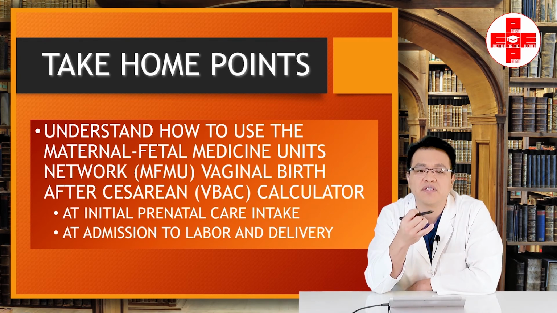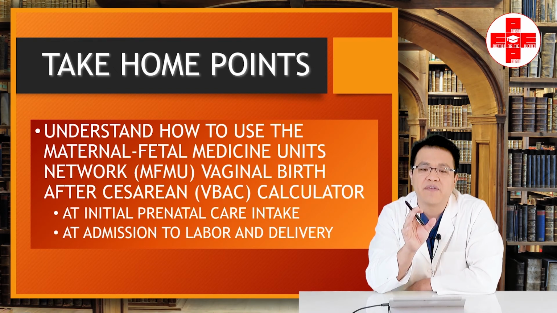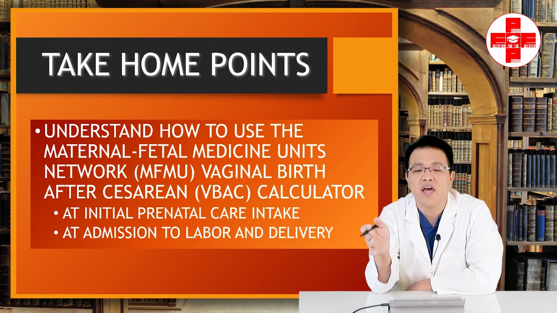The first version tells you what your chances are based on information available to you at the intake of prenatal care. The second version of the calculator fine-tunes that number a little bit based on various data points at the time of admission to labor and delivery. So the more information you have closer to the date of delivery, the more accurate the calculator is going to be because you can feed it more information.